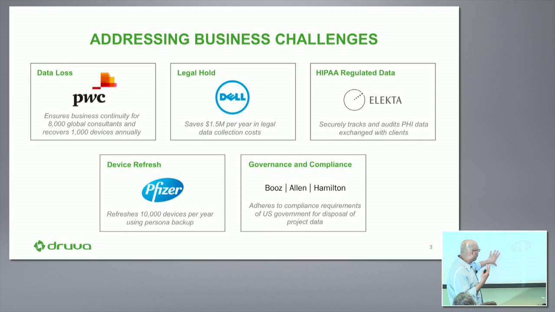So they go through over 10,000 devices per year in terms of refreshes, and InSync helps to protect the end user data, but also provides them the ability to restore all the settings that are very unique to any particular individual. And naturally, once that's done and restored, the user has their laptop to their liking.